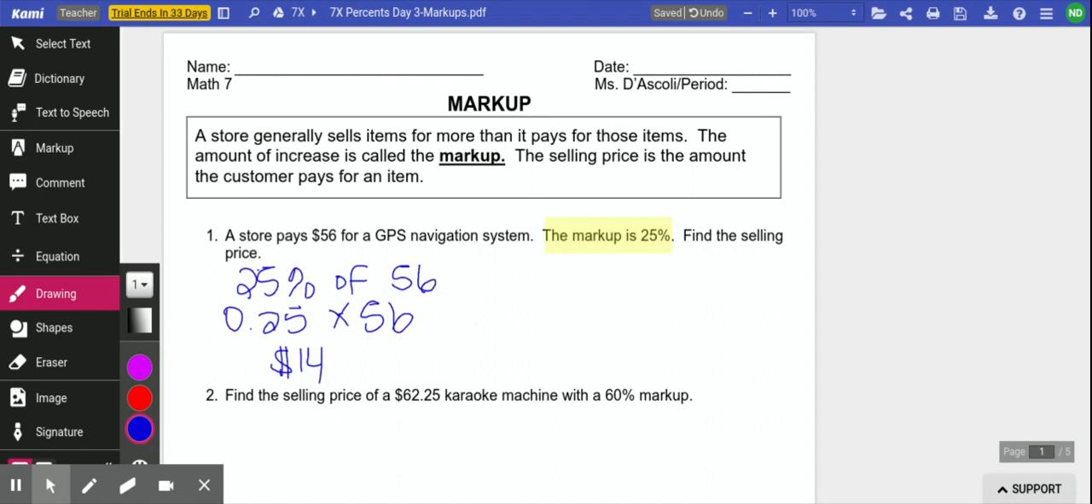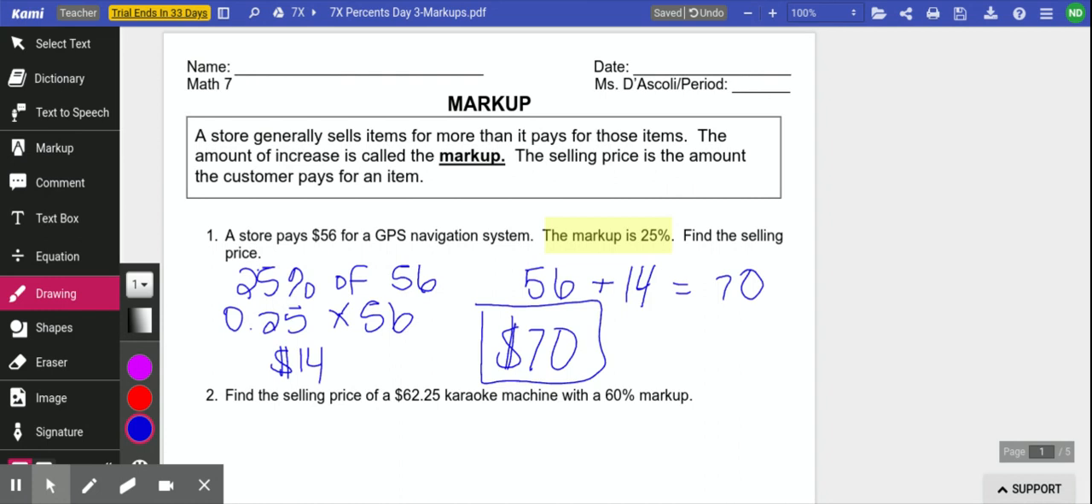So that tells me that the price of this GPS is going to increase by $14. If something is increasing, that means I have to add that $14 to my original price. So yesterday we were subtracting. Today now we're adding because our price is increasing. It's a markup. The price is going up. So step 2 is to take my original price of my GPS, which is 56, and now I'm adding my markup, which is $14. And then I simply add 56 plus 14 is 70. So the selling price of this GPS system is going to be $70.